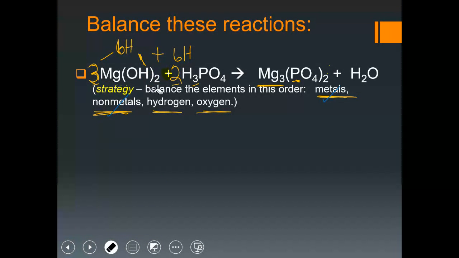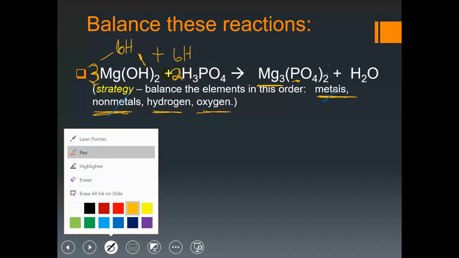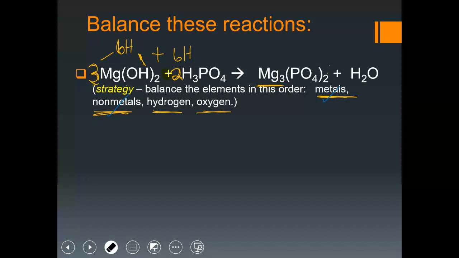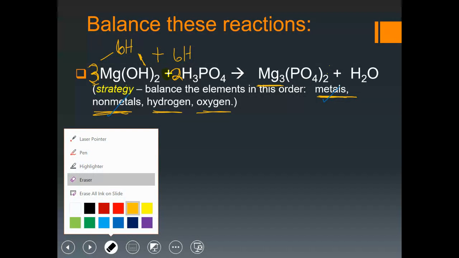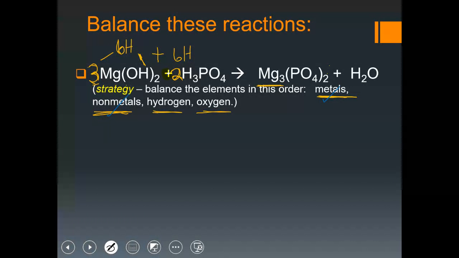Let me get some of this other stuff out of the way. Oops, I accidentally erased my 2. Darn it. We'll put that back in. There we go. Okay, so we need to add these. We have a total of 12 hydrogens. So we come over here on the right, and we can see that, I'm trying to erase the phosphorus. There we go. We come over here on the right, and we can see that there's no hydrogen anywhere in here.